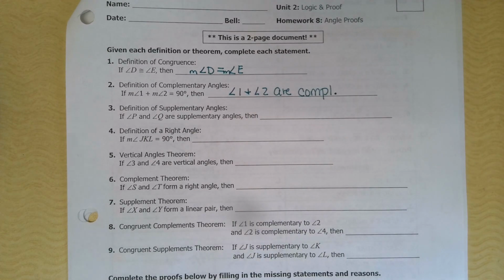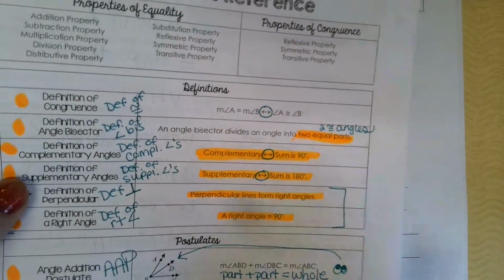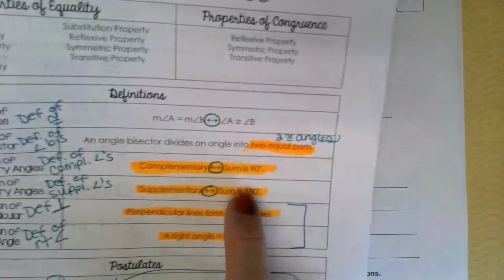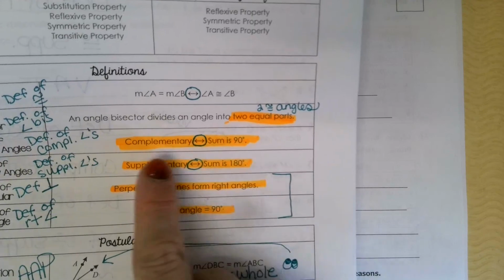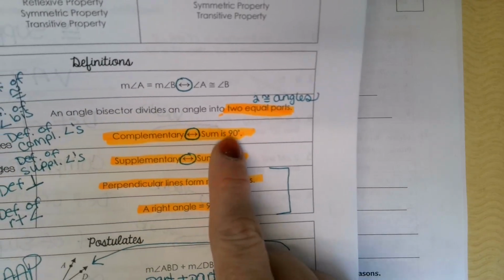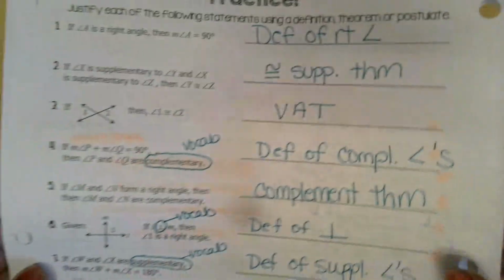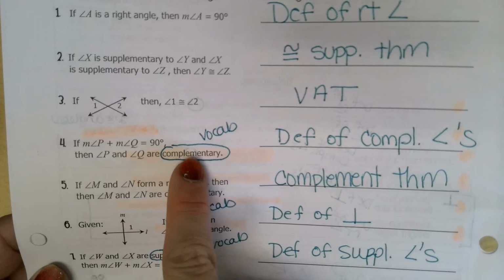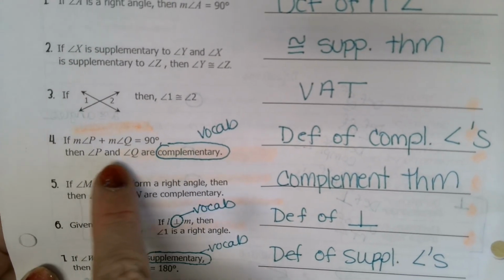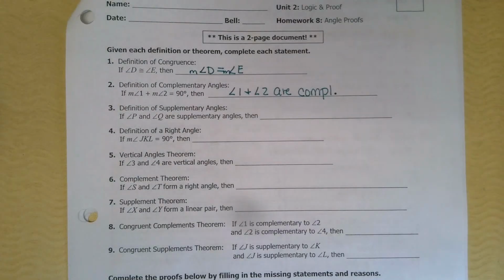All right, well, you should have said angle 1 and angle 2 are complementary, and you would have seen that definition of complementary angles. If angle 1 and angle 2 add to 90, they're complementary, or if they're complementary, they add to 90. That is the definition of complementary angles. And then over here, they add to 90, so they're complementary, or if they're complementary, they add to 90, okay?